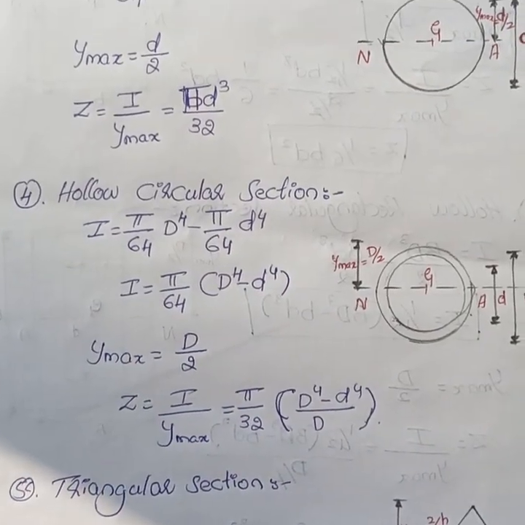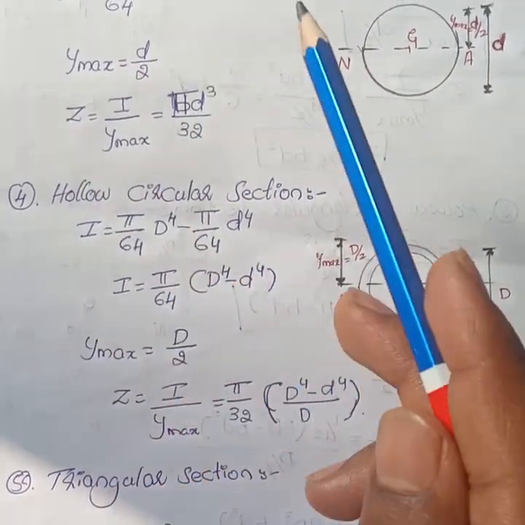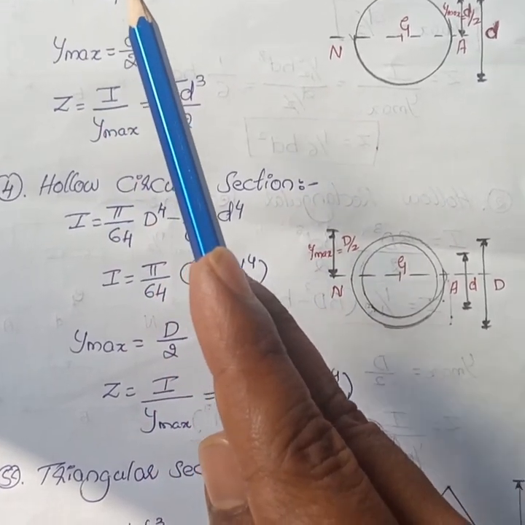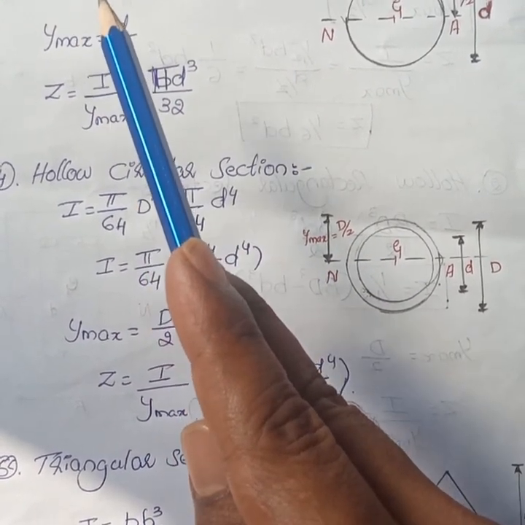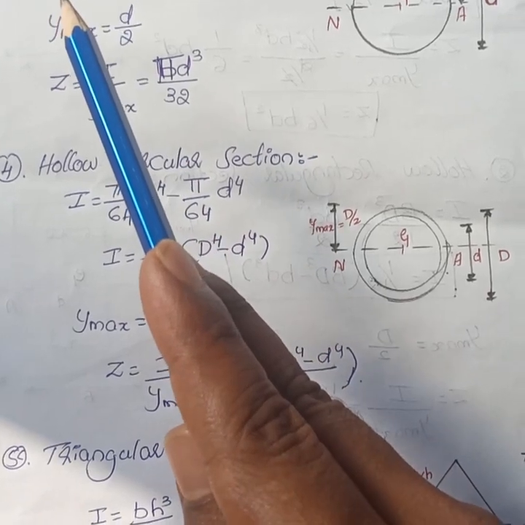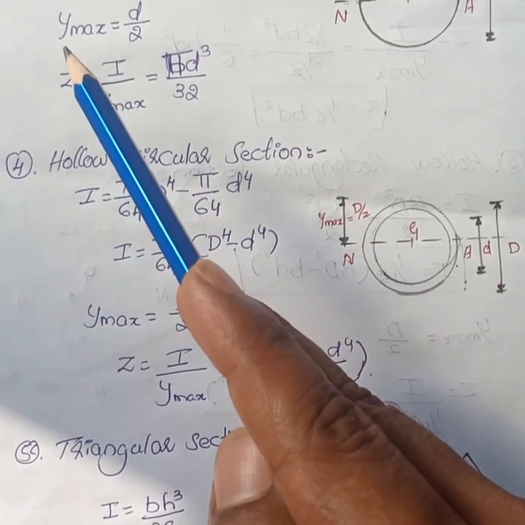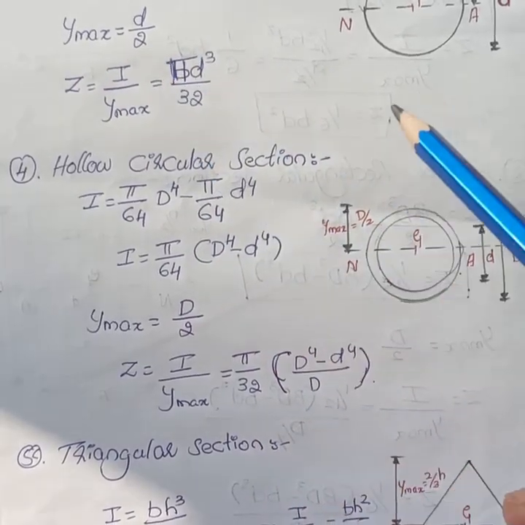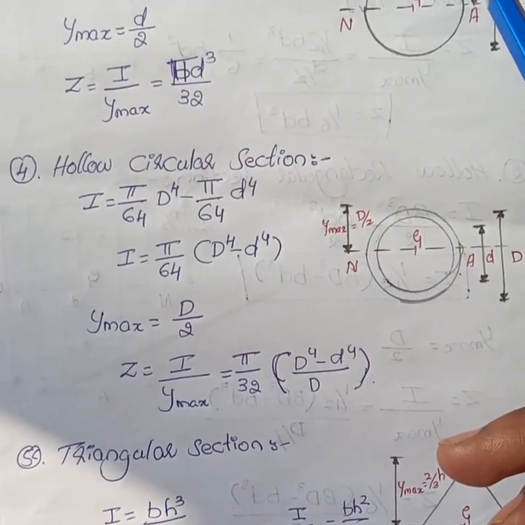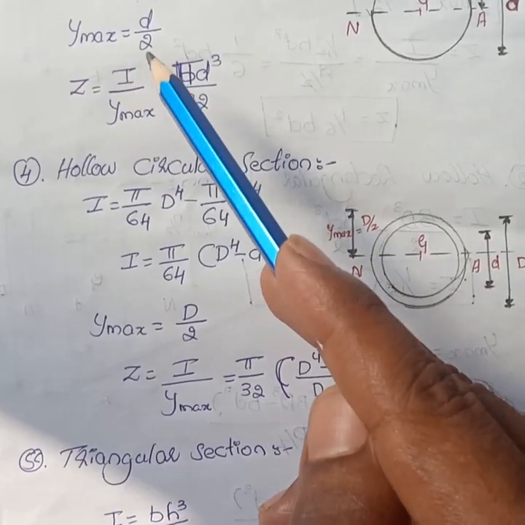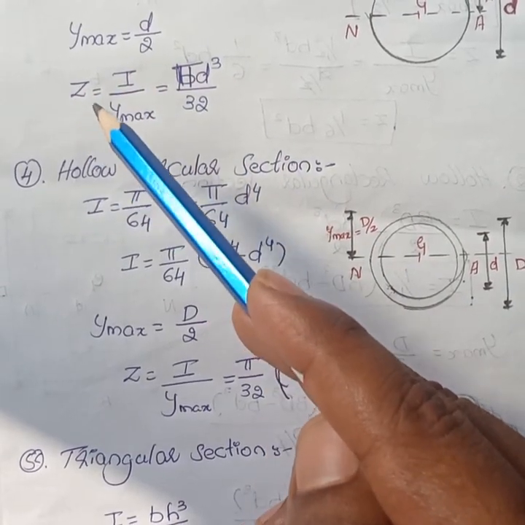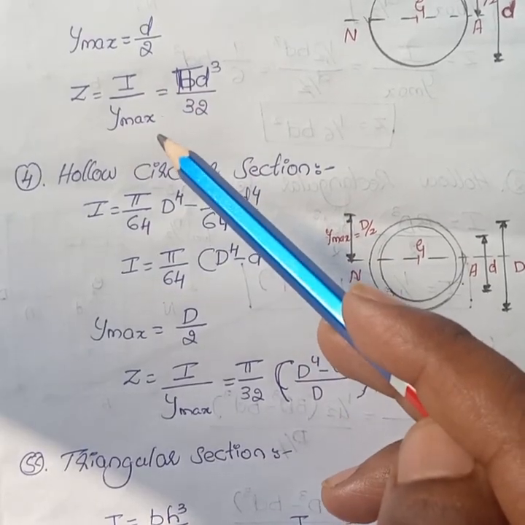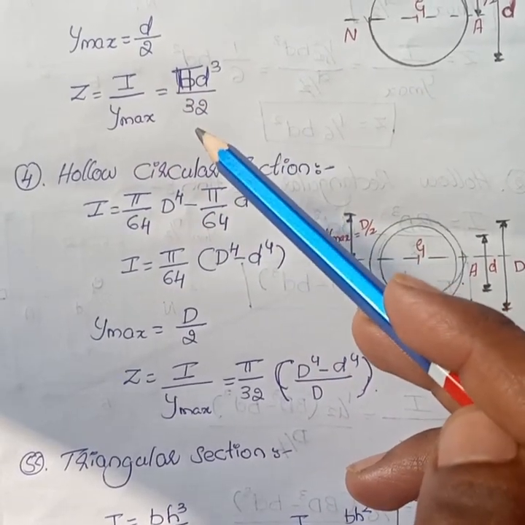So for circular section, the formula is I equals to pi d raised to 4 divided by 64 for moment of inertia, and then Y max, centroidal, is Y max equals to D by 2. So half of the portion, D by 2, and then Z equals to modulus of section, I by Y max. So pi d cube by 32.